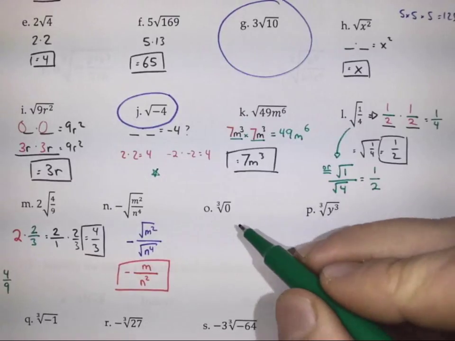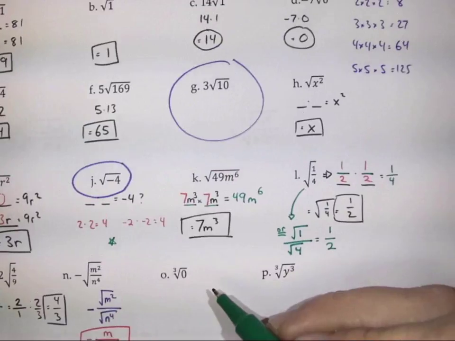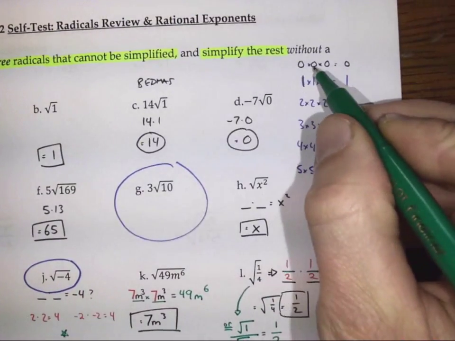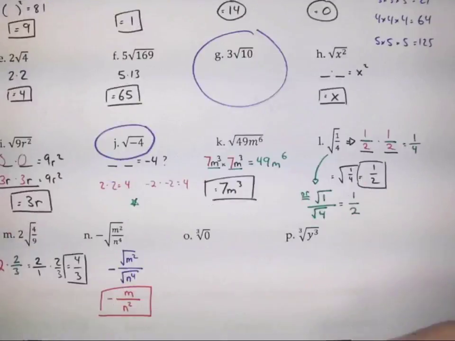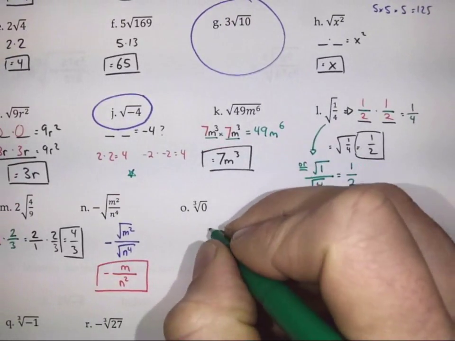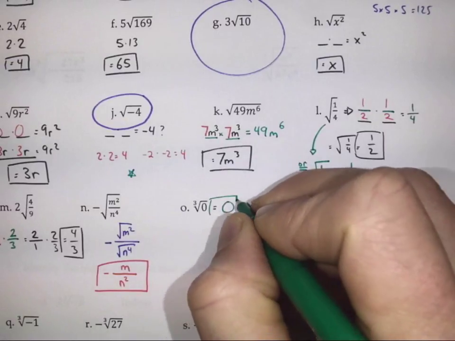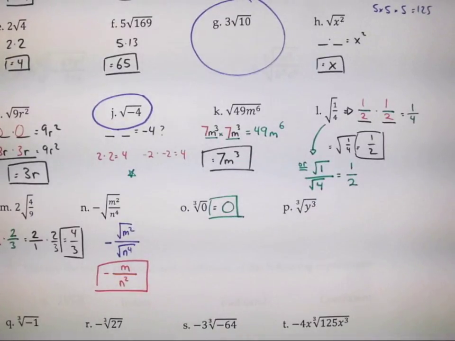All right, moving on. Cube root of 0. Well, we said earlier that 0 times 0 is 0. Pardon me, 0 times 0 times 0 is 0. So that means the cube root of 0 is just simply 0. Simple as that. Not a trick question.